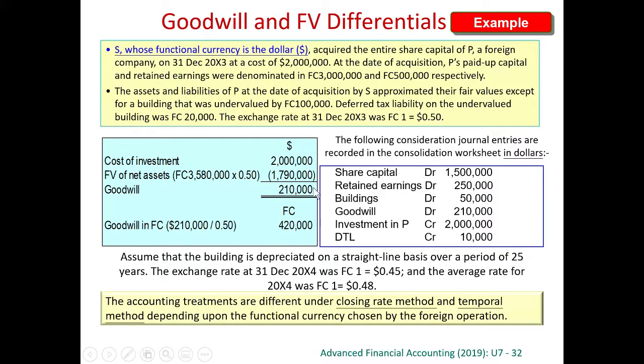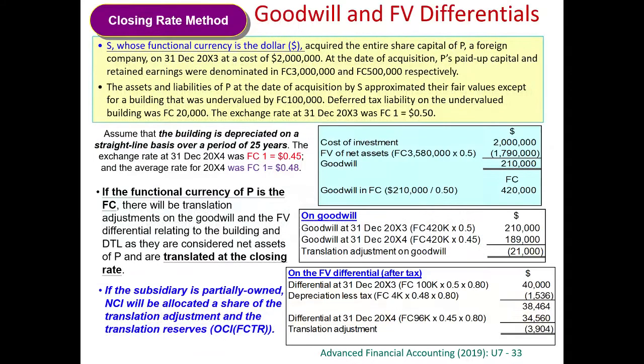If we are asked to prepare the consolidated financial statement at the day of acquisition, this is the journal entry that we have to prepare, right? And then we can consolidate in dollar. However, one year after, we still need to prepare consolidated financial statements. Now this is one year after.